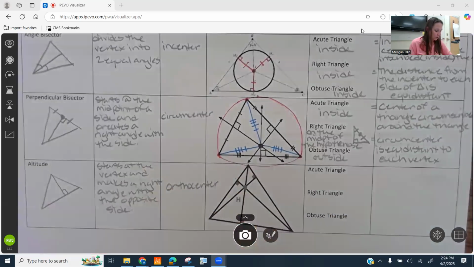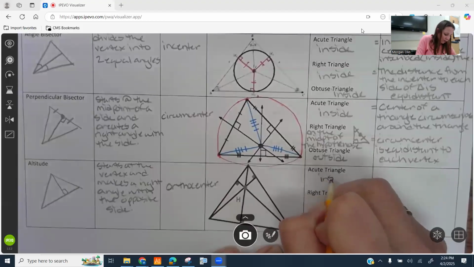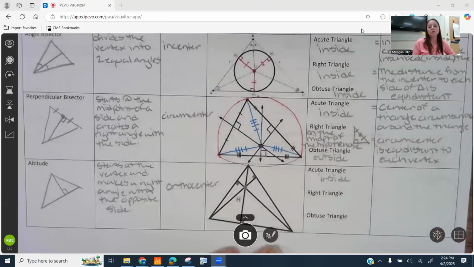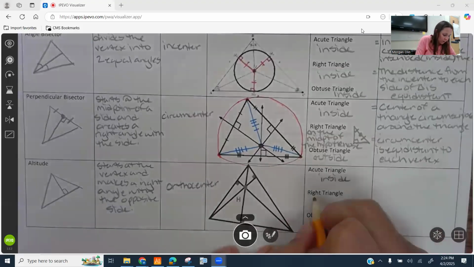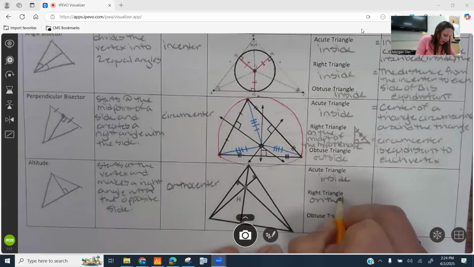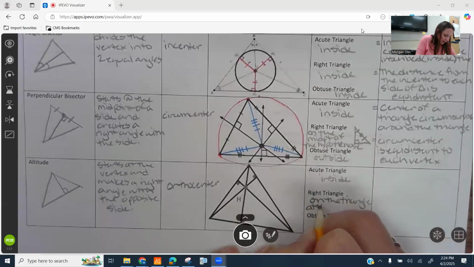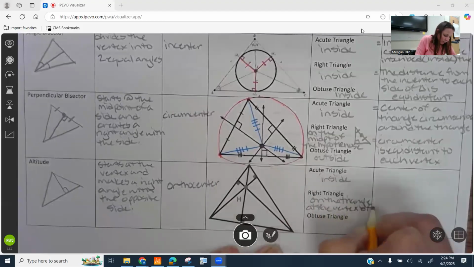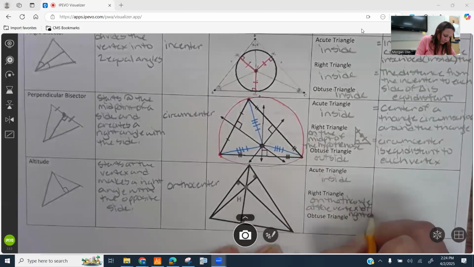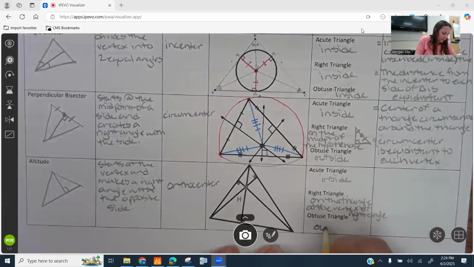All right. Now, this is an acute triangle, and we notice that the orthocenter is inside the triangle. Now, if I were to draw the right triangle, I would notice that it would be on the triangle at the vertex of the right angle. Okay, and in the obtuse triangle, the orthocenter is going to be outside.